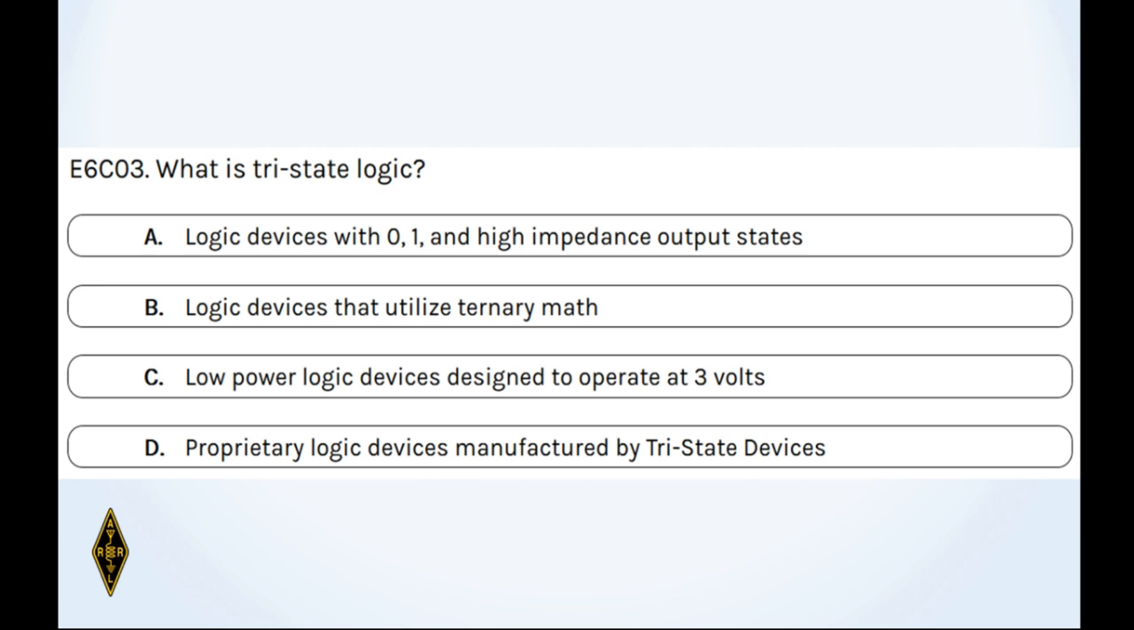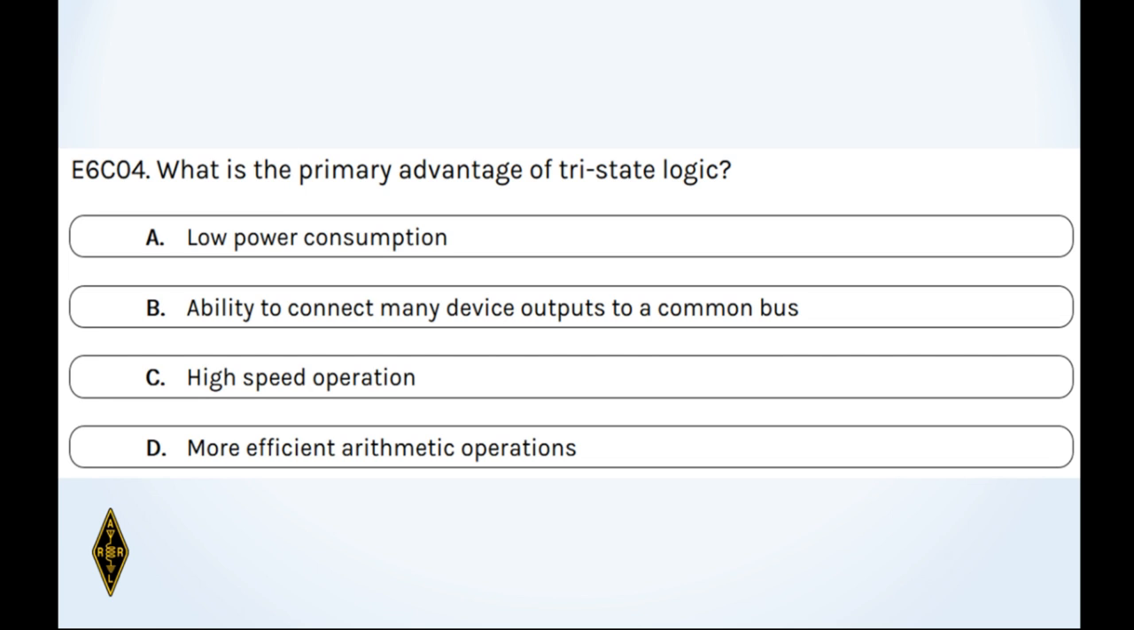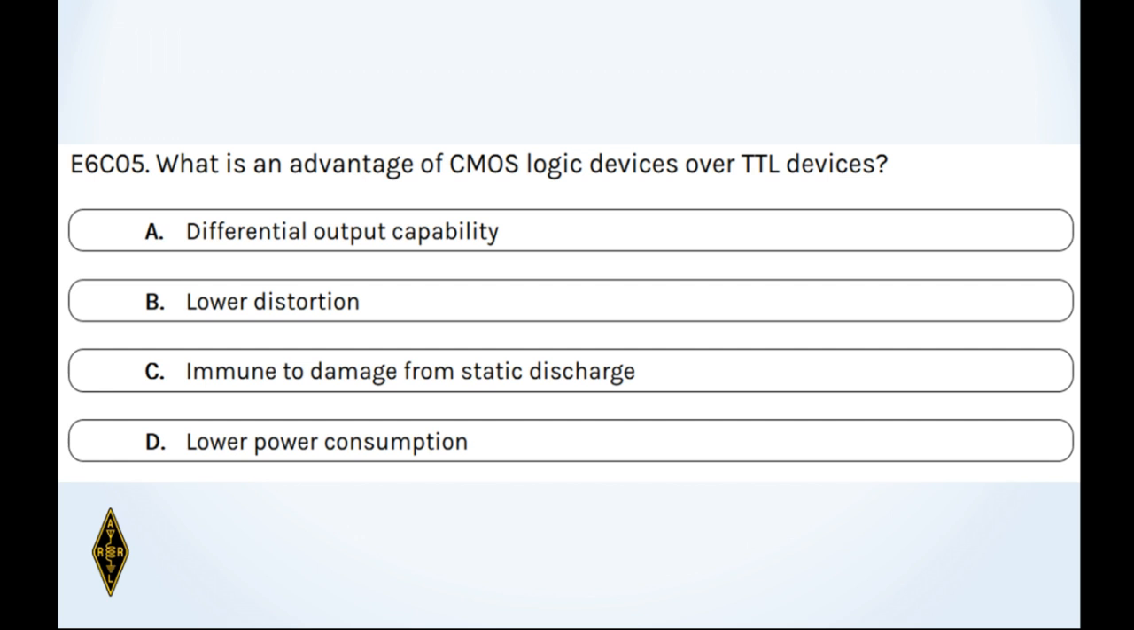That's a tri-state. And what is the primary advantage of tri-state? If they disconnect from a common output line, then other devices can go online and send their signals on that line. So you can connect many device outputs to a common bus line, a common connection. And an advantage of CMOS over TTL? Much lower power consumption.